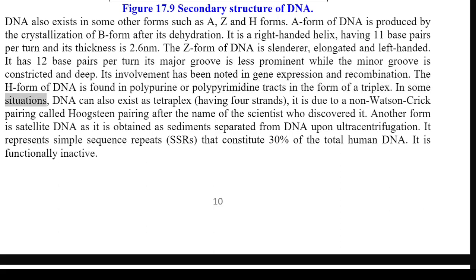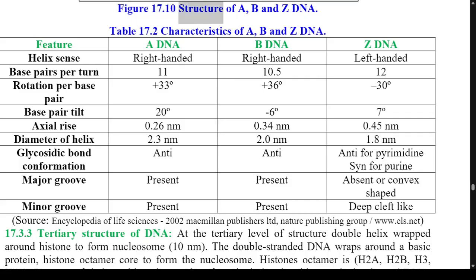In some situations, DNA can also exist as tetraplex, having 4 strands. It is due to a non-Watson-Crick pairing called Hoogsteen pairing, after the name of the scientist who discovered it. Another form is satellite DNA, as it is obtained as sediments separated from DNA upon ultracentrifugation. It represents simple sequence repeats, SSRs, that constitute 30% of the total human DNA. It is functionally inactive. Figure 17.10 Structure of A, B and Z DNA.